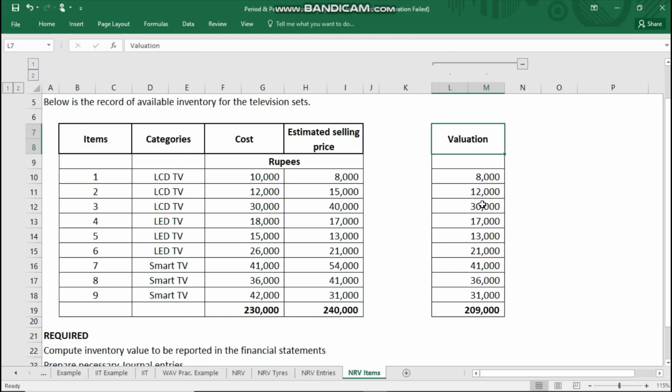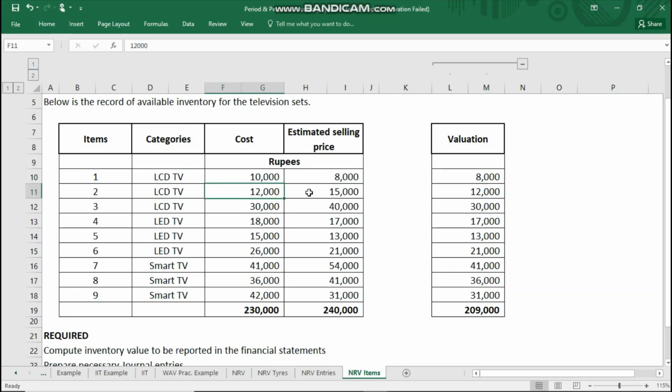In this column, I have taken the valuation that needs to be considered for reporting purposes. Means from this value we will compute the amount of any adjustment, whether it is required or not. Okay, whether we need to write down any inventory to the net realizable value or not. So we'll have to see item by item. So the first item we have a cost of 10,000 and the estimated selling price, which is NRV, is 8,000. So we need to report it at 8,000.